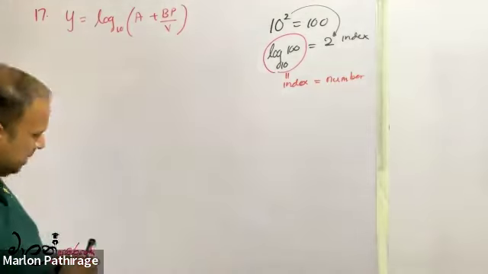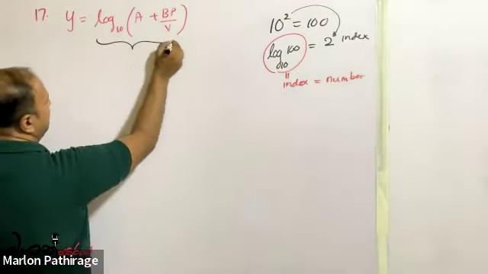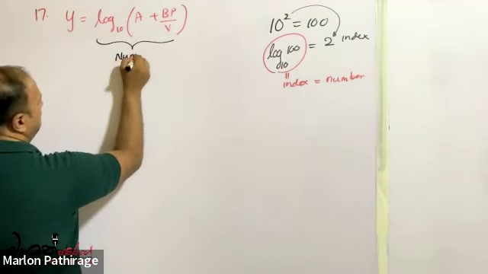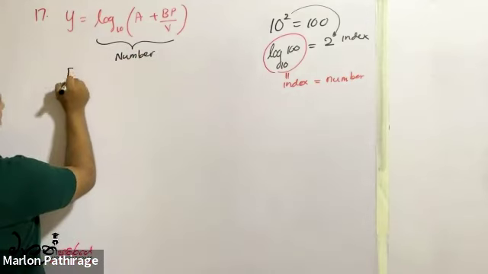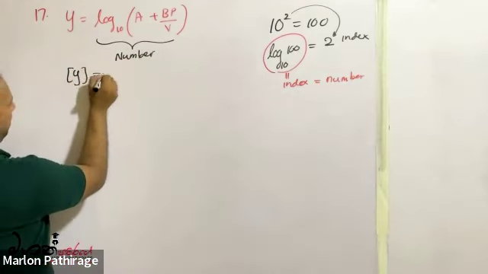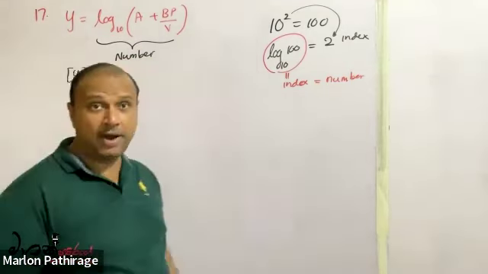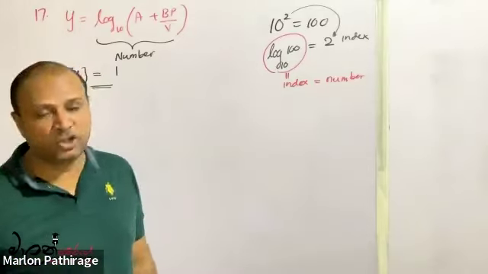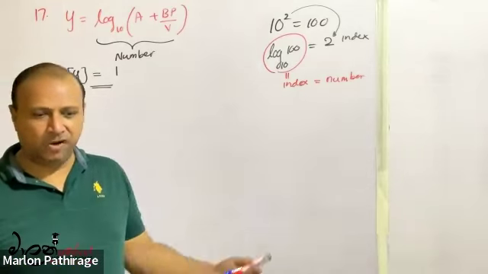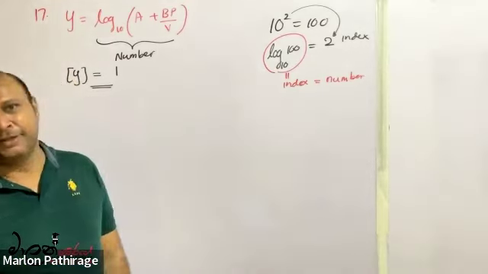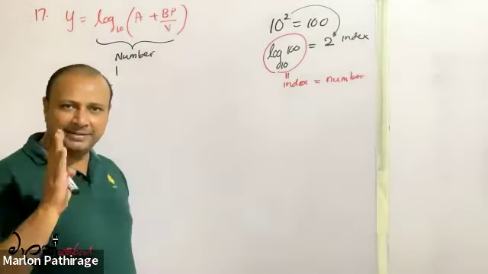Therefore, if you consider this entire log function, it is a number. So due to this reason, dimension of Y should be equal to 1, or it has no dimension. No dimension. Because it is a number. Is that clear?